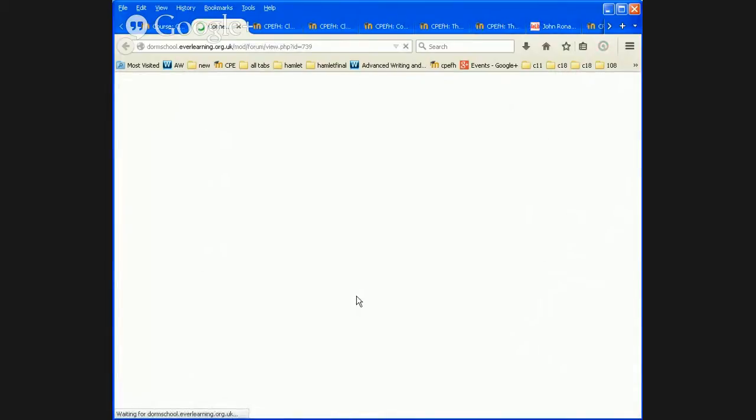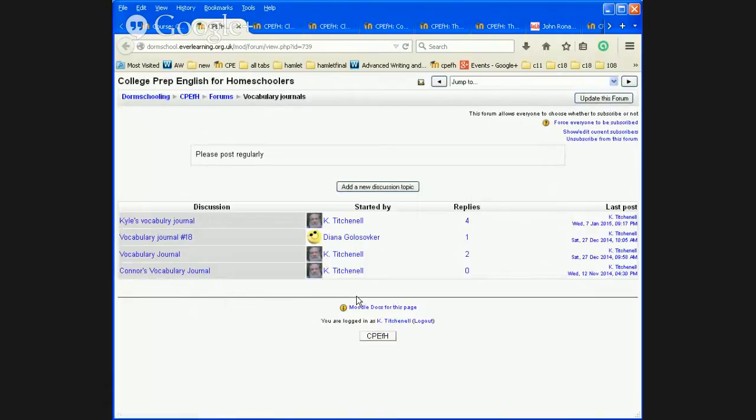This is a place where I'd like you all to start a vocabulary journal. Whenever you're reading, yes, you're going to come across words, but you don't want to lose them. Once you've learned them, you want to keep them. So keep a list. And if you'll keep a list here, it'll benefit all of us.